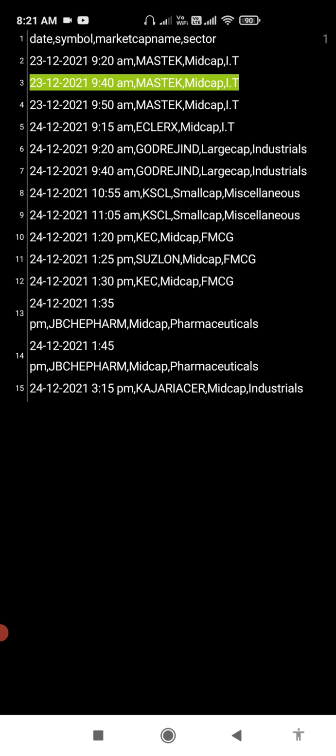So this is Mastag. Next, again it is 920, 940, 950, it is giving Mastag stock. Next 2412 at 915, ECL REX. This is also a mid cap IT company. At 915 it is giving the alert.